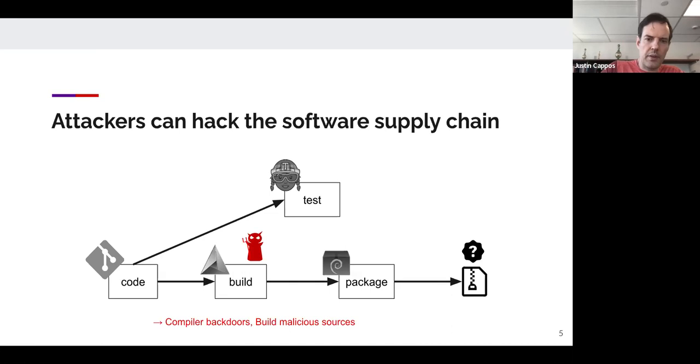And since then, they've made a bunch of changes in order to do this that I'll talk about in a little bit. Is there a question anybody has?